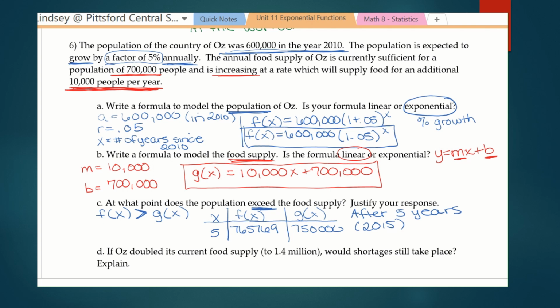And our table shows for us that justification. So the population will be 765,769, but the food supply will only be able to feed 750,000 people.